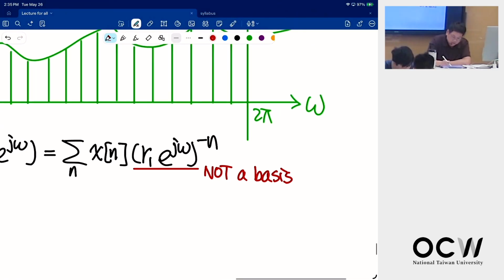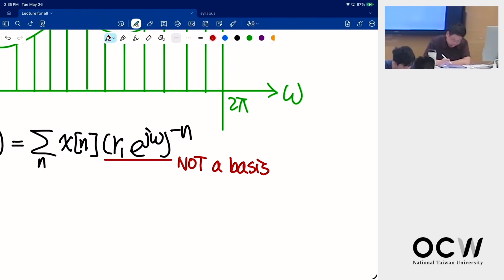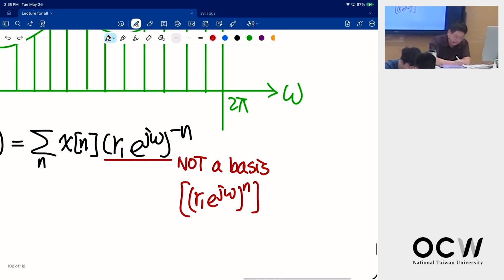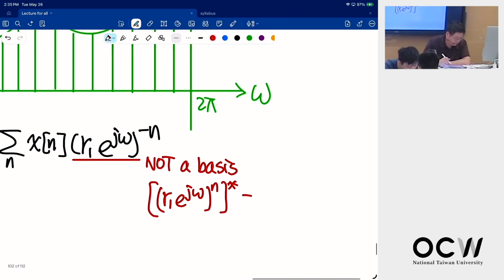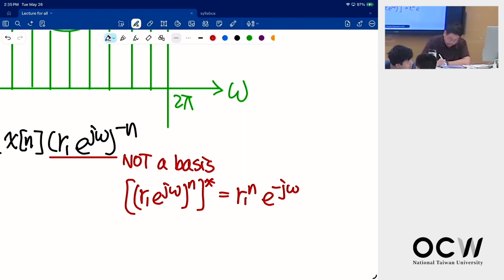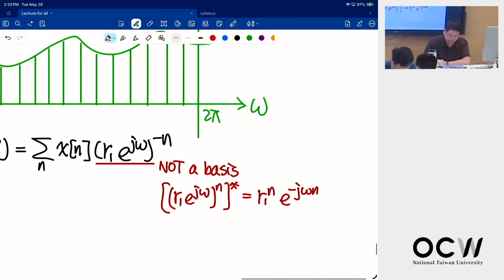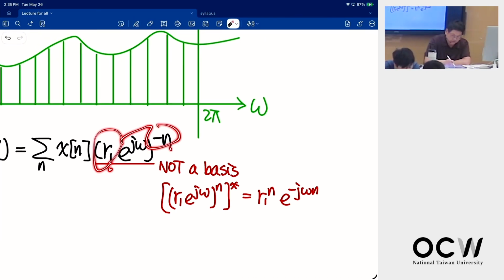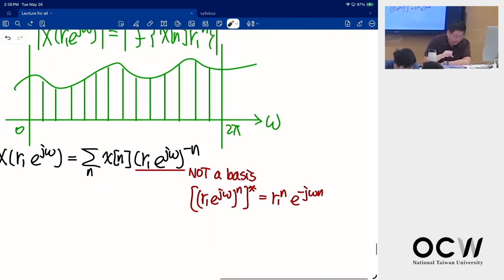Because if we take the conjugate of r1 e to the j omega to the n, that is r1 to the n e to the minus j omega n. But here we still have r1 to the minus n. Okay, so it is not the basis.